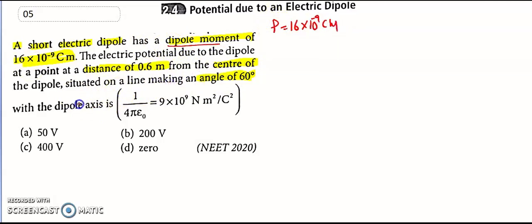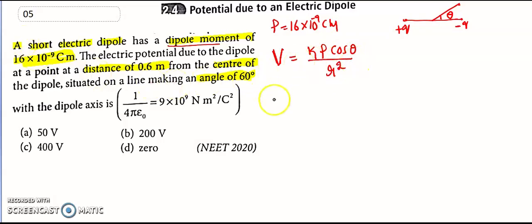What is the question asking? The electric potential due to the dipole, at a certain angle. So this is a dipole with +Q and −Q. At angle theta, the potential is equal to kp cos θ divided by r². So this is the formula.